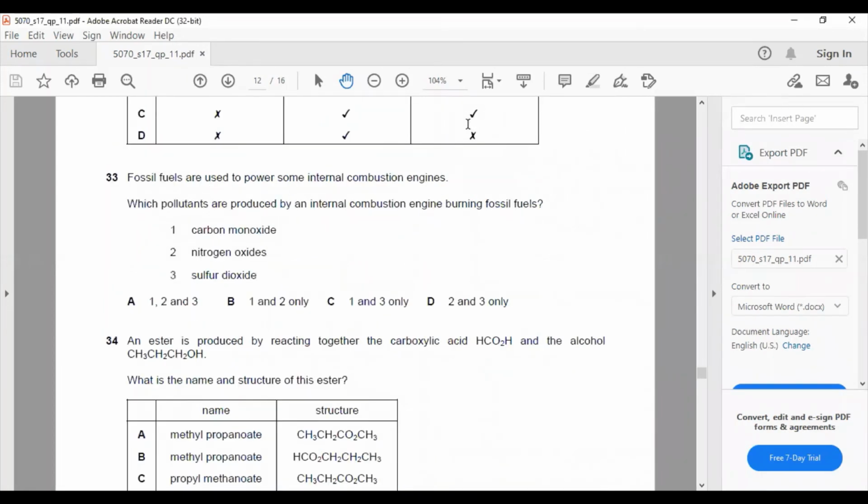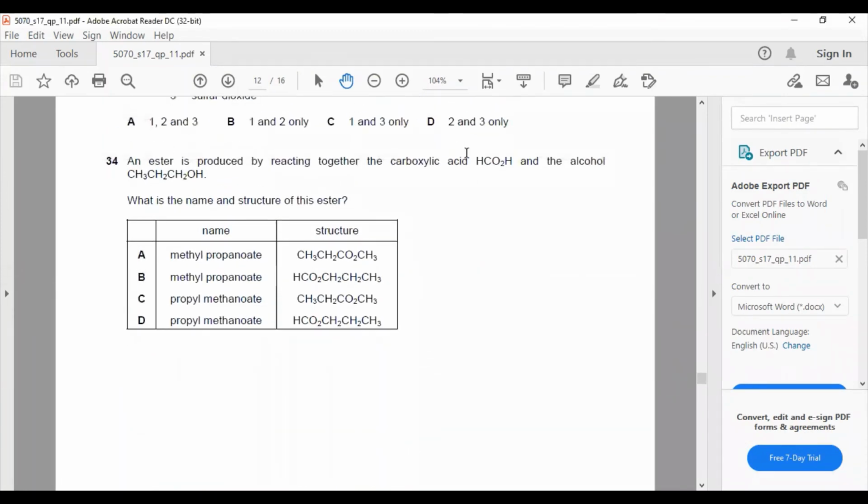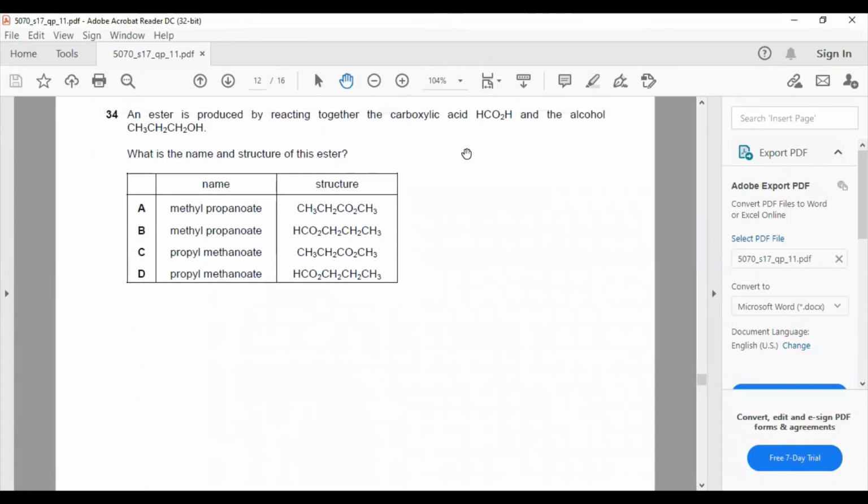33. Which pollutants are produced by an internal combustion engine? Carbon monoxide, yes. Nitrogen oxides, yes. Sulfur dioxide, also present in the fossil fuel. So all are produced by the engine. Pollution chapter.